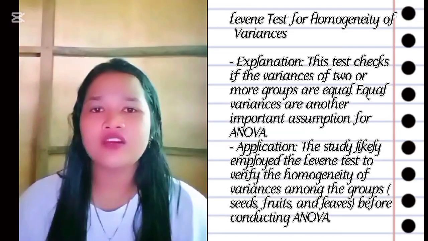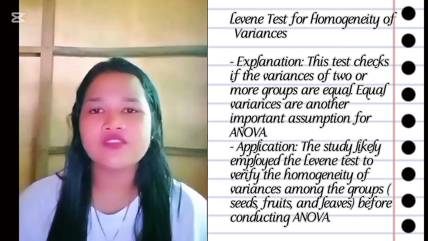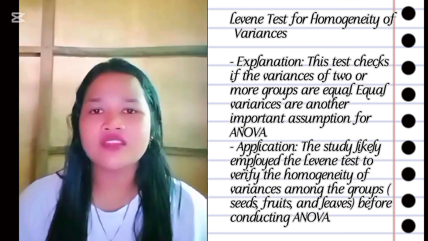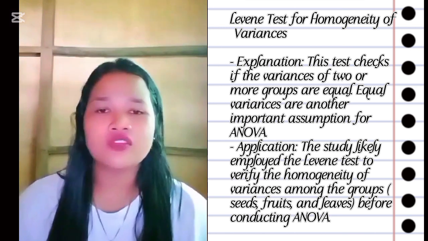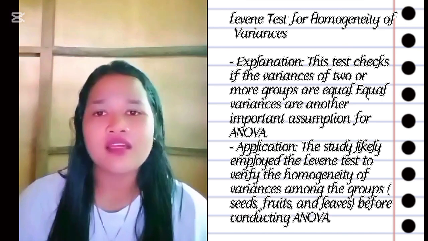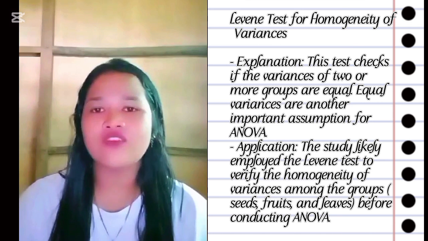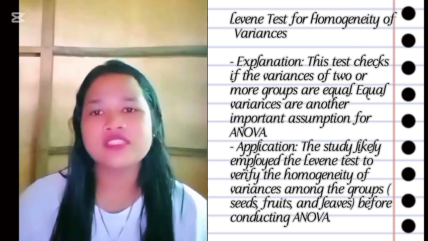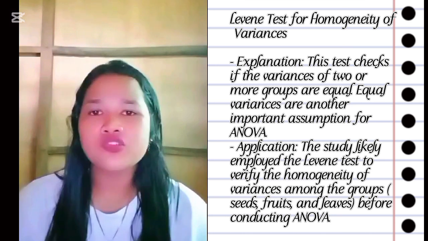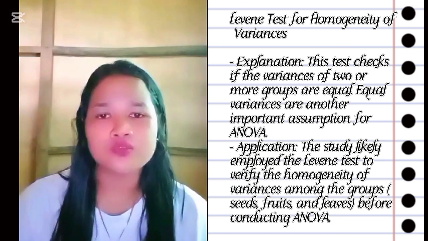For homogeneity of variances. Explanation: this test checks if the variances of two or more groups are equal. Equal variances are another important assumption for ANOVA. Application: the study likely employed the Levene test to verify the homogeneity of variances among the groups, seeds, fruit, and leaves, before conducting ANOVA. This ensured that the results are not biased by unequal variability between groups.